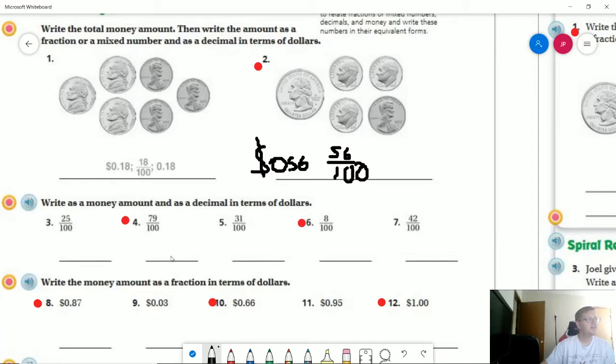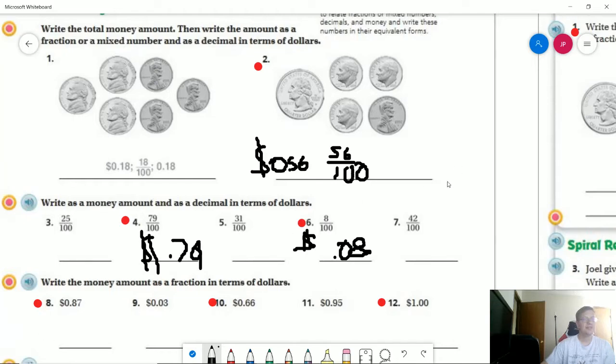Money amount in a decimal, so decimal is going to be 0.79 for number 4. Sorry, I tried to make a 6. And then again, we would just put the dollar sign in front. Number 6 is going to be 0.08, or that same thing with a dollar sign in front.